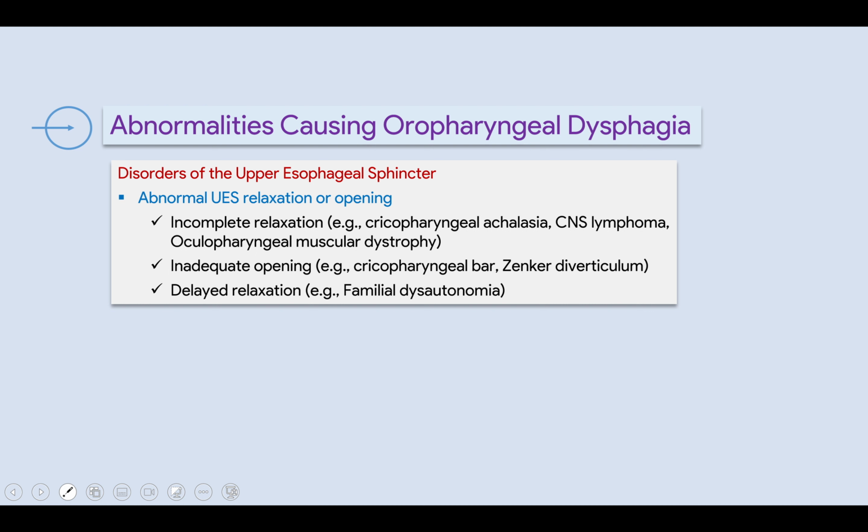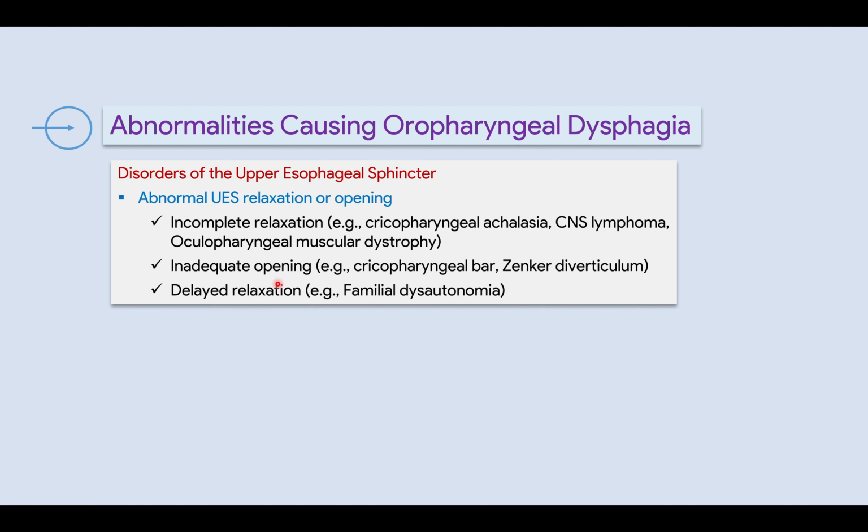Other disorders of the UES, that means abnormal UES relaxation or opening. As I told you, in the pharyngeal phase, the bolus of food has to be transferred from the pharynx through the UES into the esophagus. So if there is an abnormality in the UES opening, it will also result in dysphagia. That means incomplete relaxation causing cricopharyngeal achalasia, or central nervous system lymphoma, or oculopharyngeal muscular dystrophy. These are rare causes which can result in abnormal UES opening.